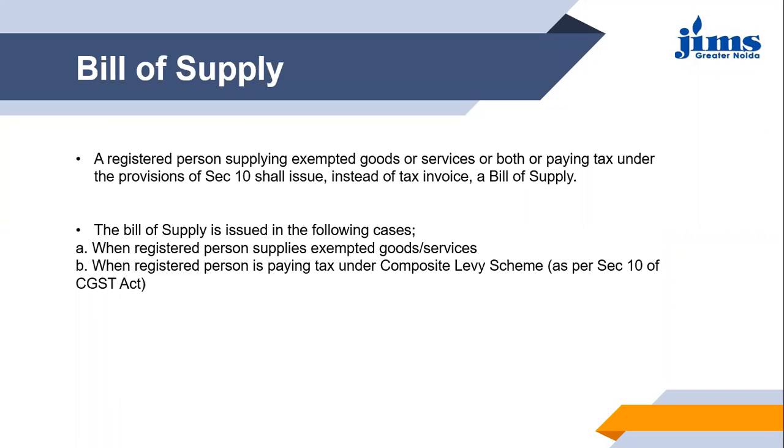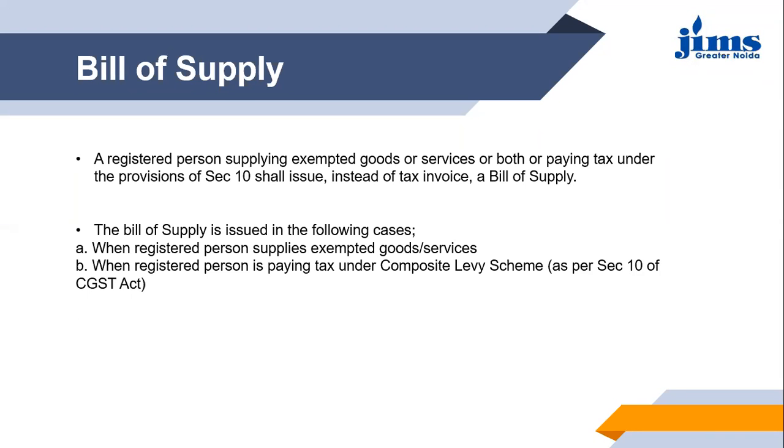On those goods or services, the tax has not been imposed, or the registered person is paying tax under the provision of section 10. Section 10 here means that the registered person is paying the taxes under the composition scheme. As we all know, under the composition scheme, quarterly returns are filed, and the composition scheme is the scheme under which the registered person needs to pay the taxes on the lump sum supply. He does not need to pay the taxes on each and every supply that is being made.